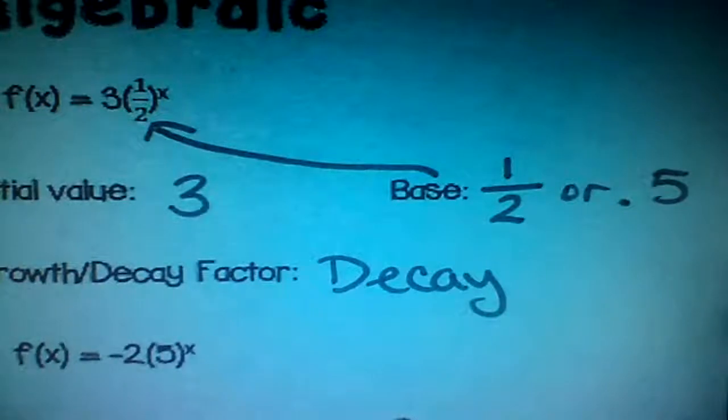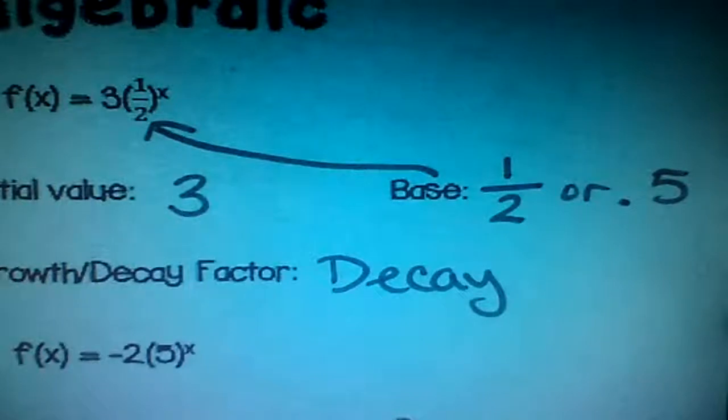It's decaying by 0.5. So it would go from 3, cut in half would be 1.5. Okay, 1.5 cut in half is actually 0.75. So it's decaying by half every time, and we start at 3.